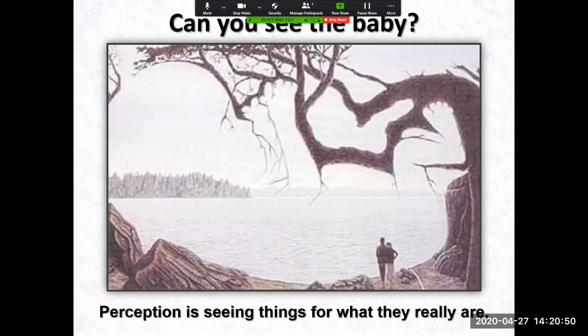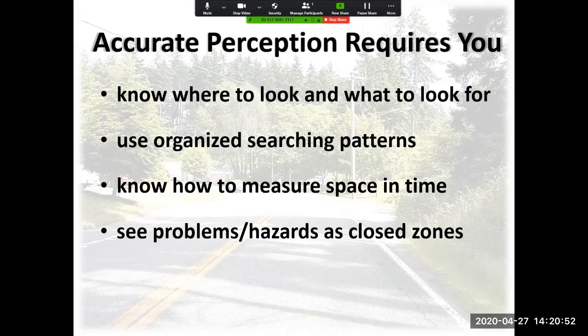Okay, so perception requires this. It requires us to accurately gather information, knowing where and when to look, organize search patterns, measuring space and time, and seeing problems and hazards as closed zones. And what that means is if we see a problem or a hazard as a closed zone, then we know that we need to adjust our speed or adjust our space with that hazard. Okay, so knowing where and what to look for.